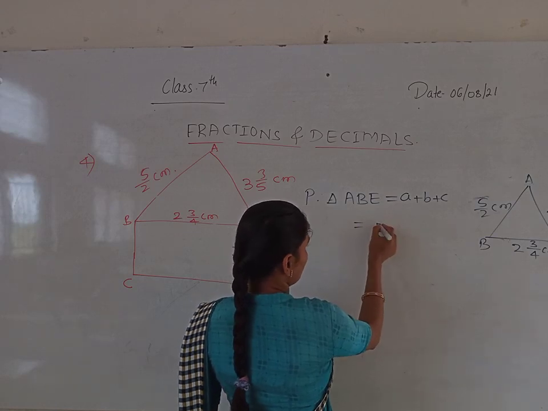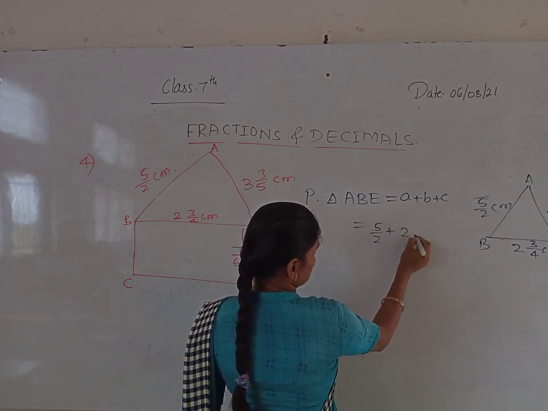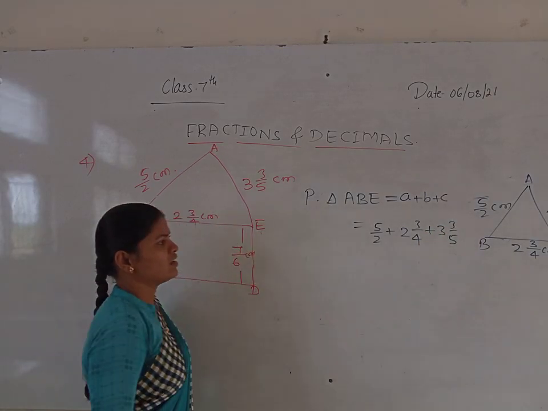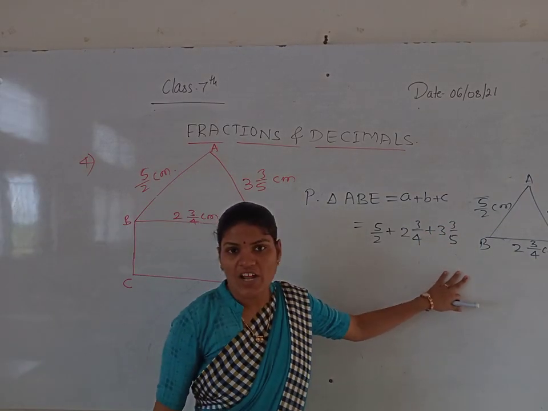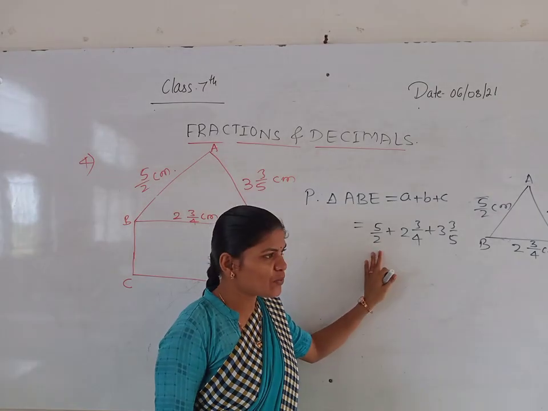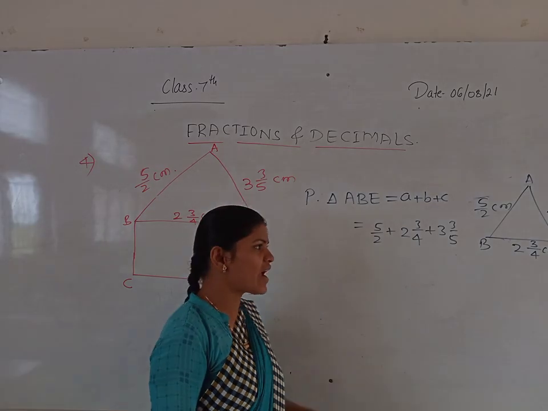What is the A? Anyone you can take 5 by 2 plus 2 integer 3 by 4 plus 3 integer 3 by 5. You know how to add these three fractions easily. Yes, convert improper to mixed fraction. You know how to add this one.